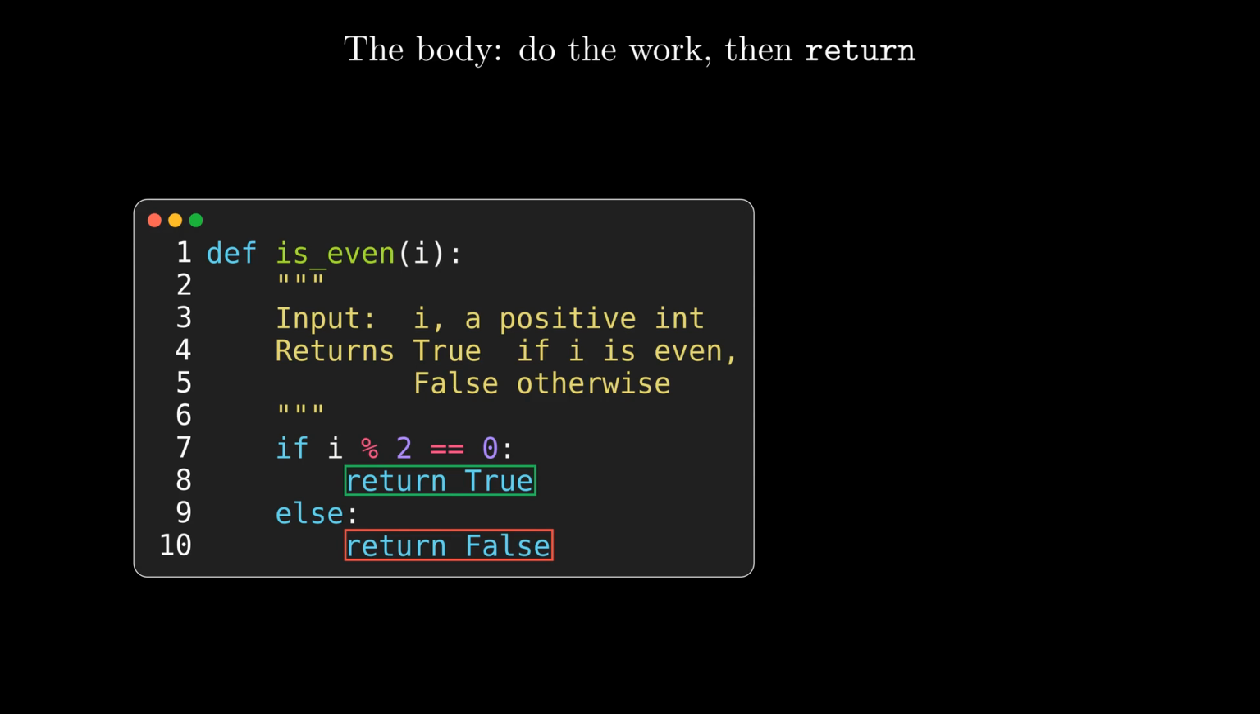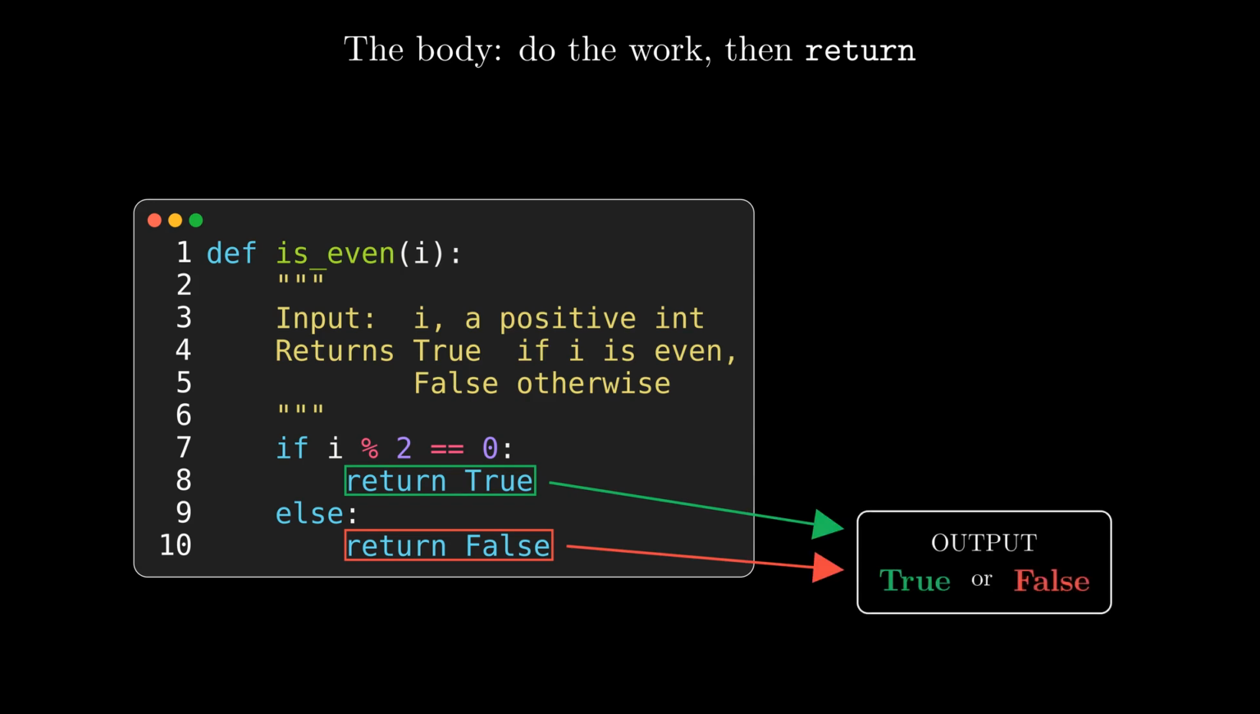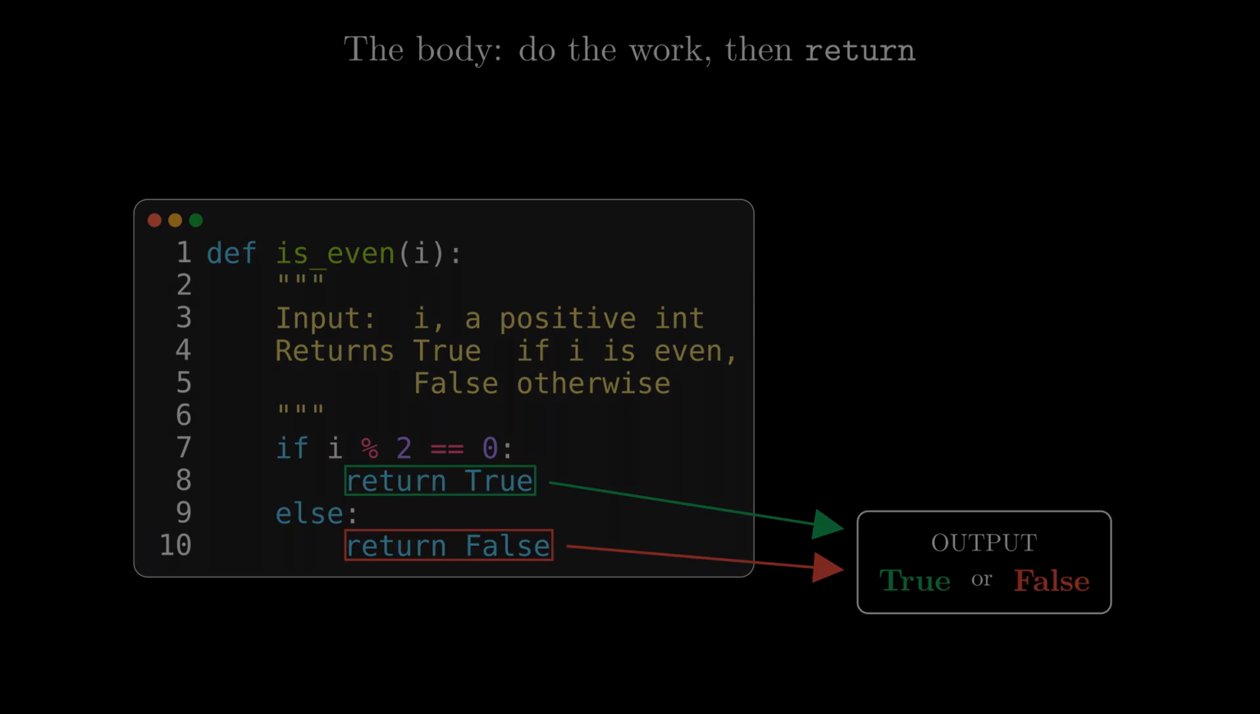The one genuinely new piece is that word return. Instead of printing something to the screen, the function hands a value back to whoever asked for it. The moment Python reaches a return, the function is finished, and that value, true or false, becomes the output of the function. 1 point trips up almost everyone.